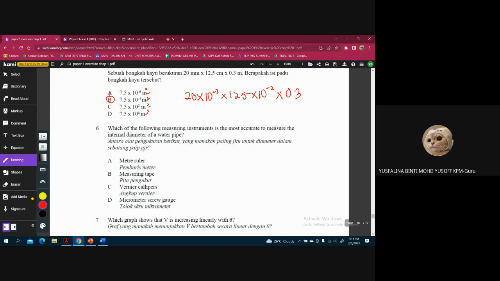So if it's just like a pipe, or maybe the diameter of shillings or coins, we can use the vernier calipers. A pipe is quite big, so you can use the vernier calipers. Micrometer screw gauge is usually for the thickness of a shilling, of a coin, or maybe the thickness of books. You have to see what the object is there. If it's too small, then use a micrometer screw gauge.